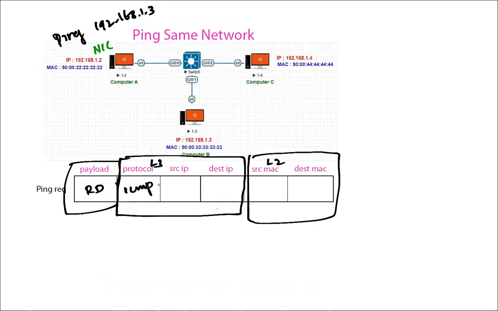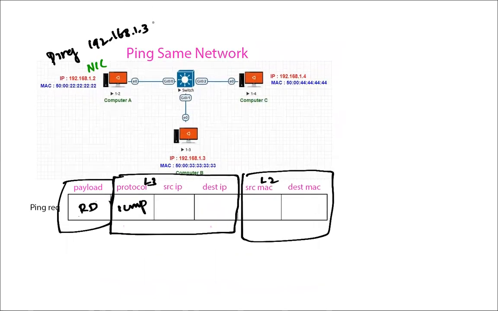Let's understand it this way: when I type ping 192.168.1.3 and hit enter, the PC will create that packet, correct? Random data as payload, and the protocol will be ICMP. Now I want you to guess the source and destination IP. What will be the source IP? If you guessed 1.2, you are correct. 1.2 will be the source IP. The destination IP is 1.3.